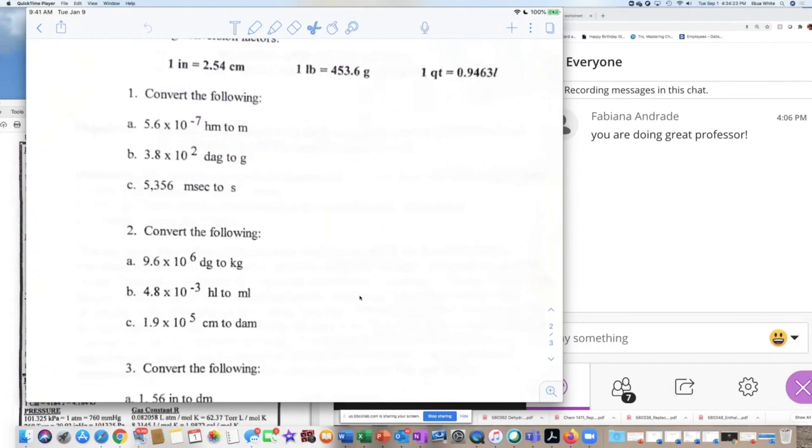I'm gonna have us do the first one since we've done something with DAG. We're gonna go ahead and do this one here. In this part here, I'm actually gonna just write it right here. We're given 5.6 times 10 power negative 7 hectometer squared, meters. Since we have just hm squared meters, I'm going to have you guys work this out and then tell me what the answer is. And then we'll go from there.